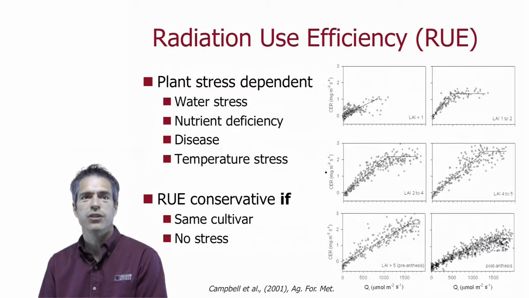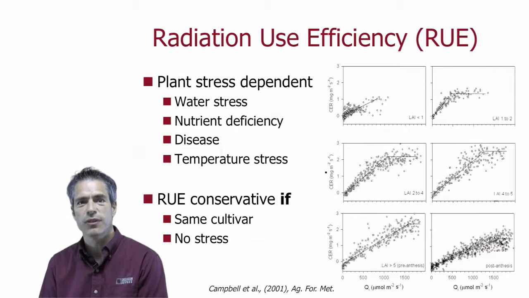So we can say, I think, that radiation use efficiency is conservative if we're using the same cultivar and we're not under considerable amounts of stress.